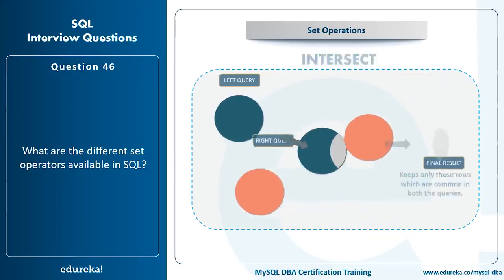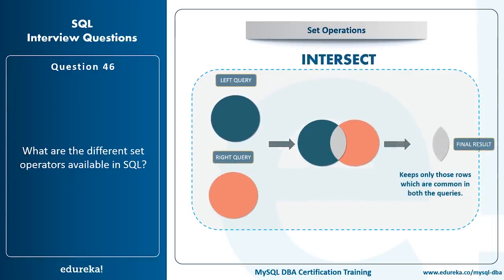Moving forward to the next operation, that is the intersect operation. When you apply the intersect operation to the left query and the right query, you'll get only those rows which are common in both the queries. So for example, you have 10 rows in the first table and 10 rows in the second table, but the common rows in both these tables are just two rows. So you'll get only those two rows as an output of this particular operation.